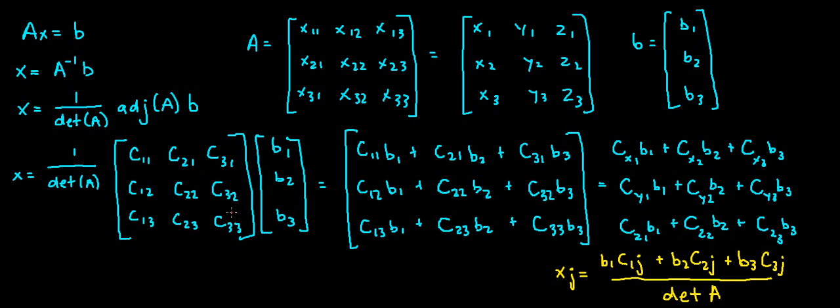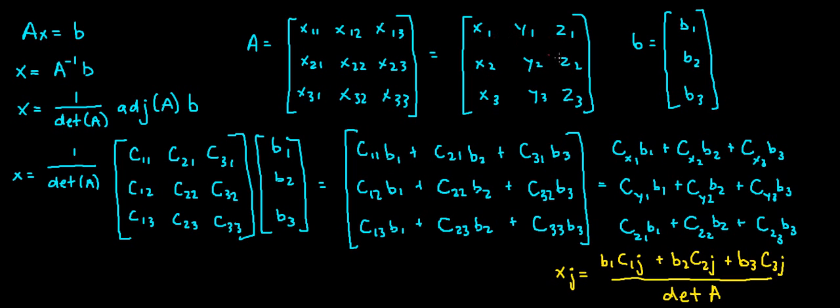We can multiply these together. The result is going to be a 3 by 1 matrix. So c11 times b1 plus c21 times b2 plus c31 times b3. And this is just one entry. It looks like it's not, but these are all being added together. So 3 by 1. So 3 rows, 1 column.